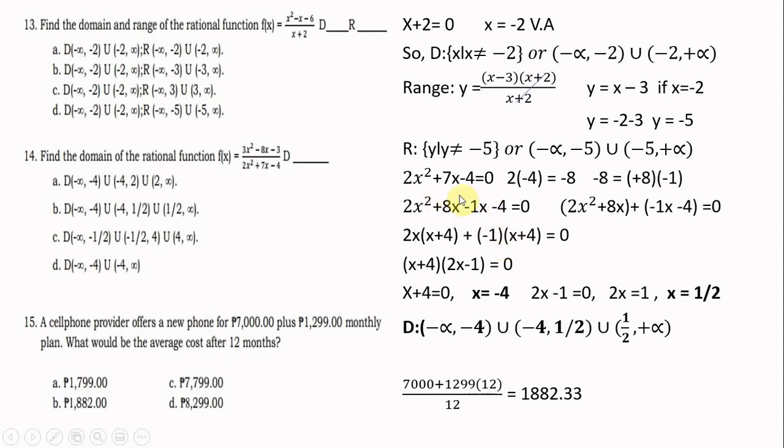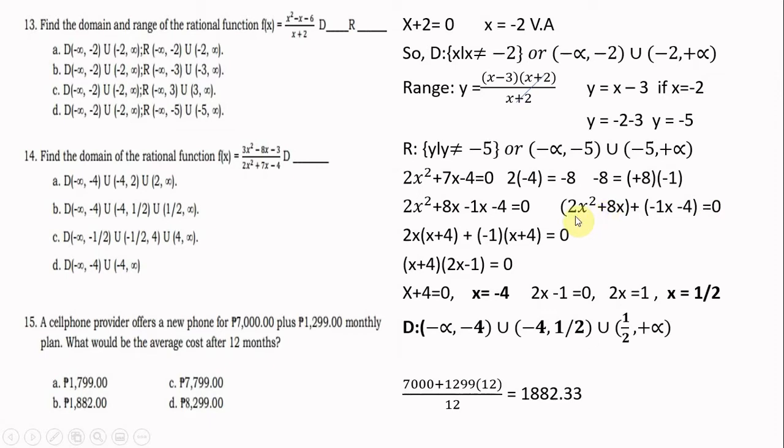So 8 minus 1, that's 7. Rename this linear term of our quadratic equation: minus 4 equals 0. So groupings: you group 2x squared plus 8x here, and you also group negative 1x and negative 4. You put addition in between them, equals 0.